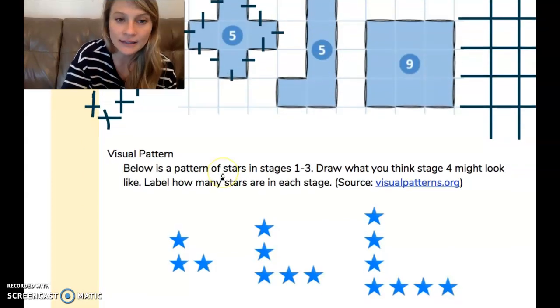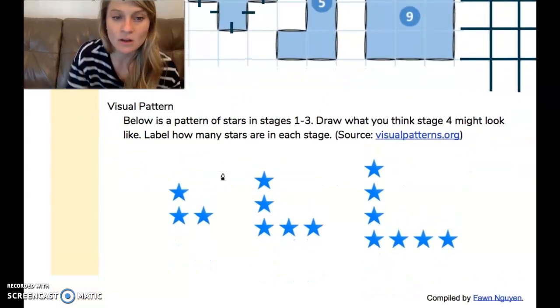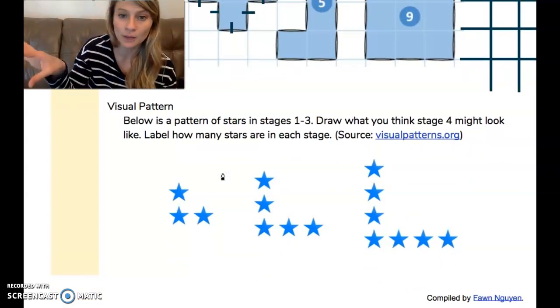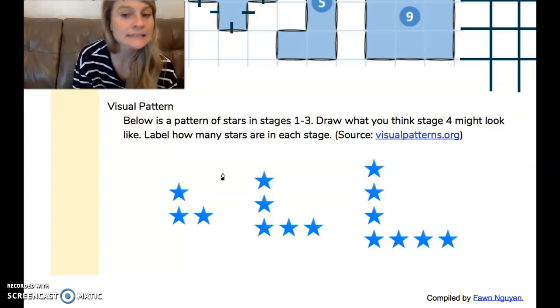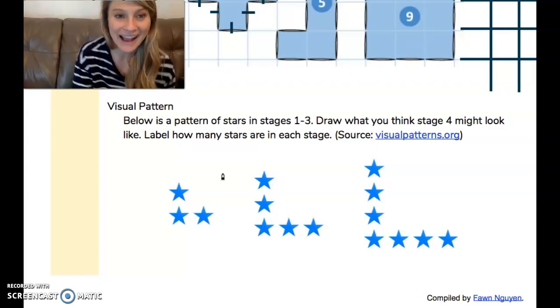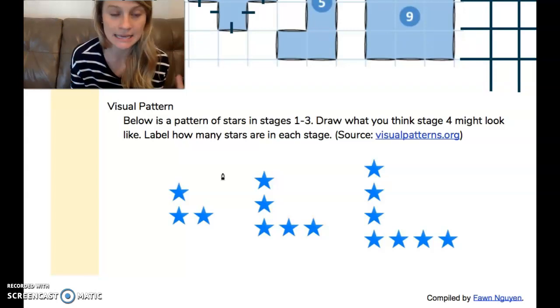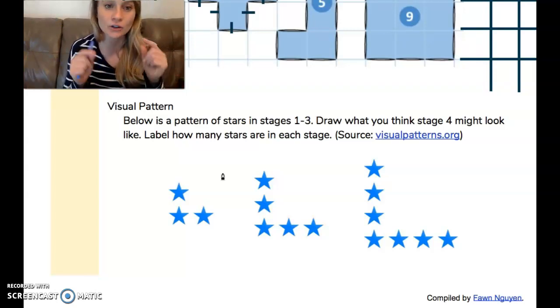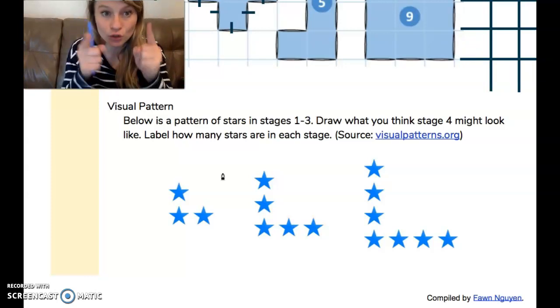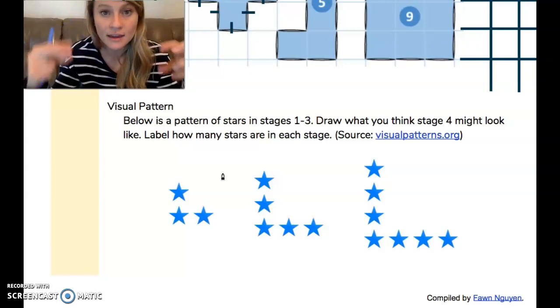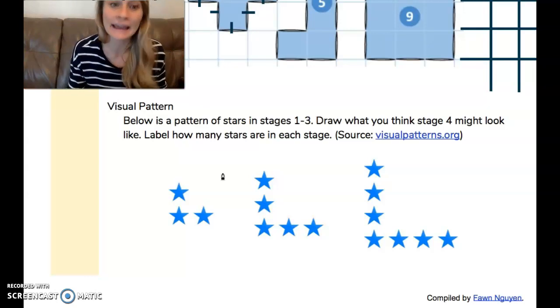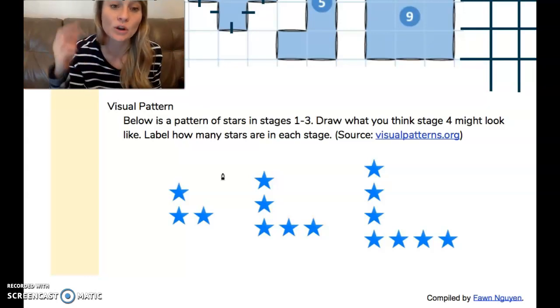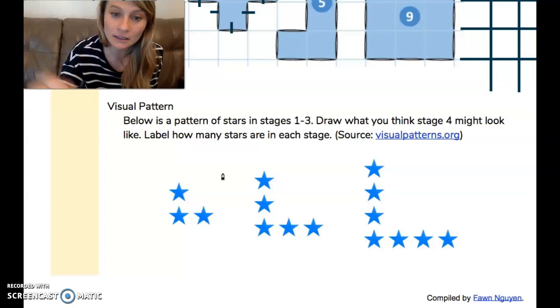All right, and the very last question today is called a visual pattern. So below is a pattern of stars in stages 1 through 3. Draw what you think stage 4 might look like. Okay, so this is another abstract thinking problem. So families and parents at home, this is really about getting your child and you, my kids, room 214. How are you thinking about numbers? It's not just about the right answer, it's about you showing me your mathematical thinking. So let's look at this together.